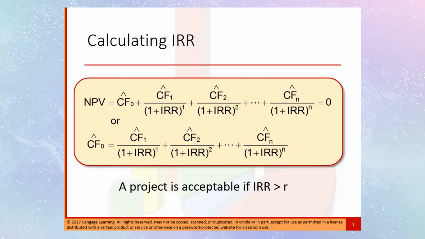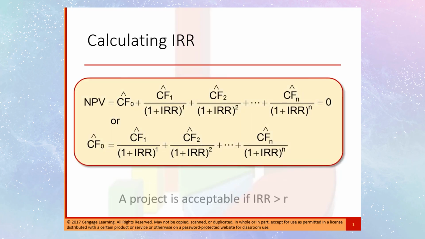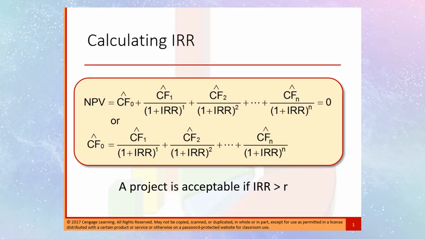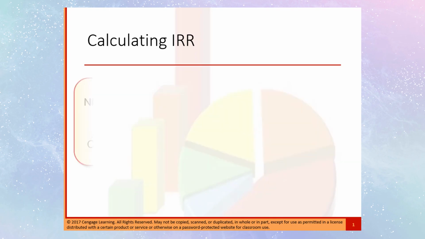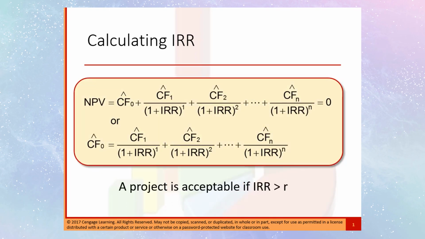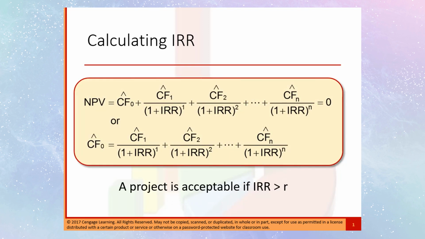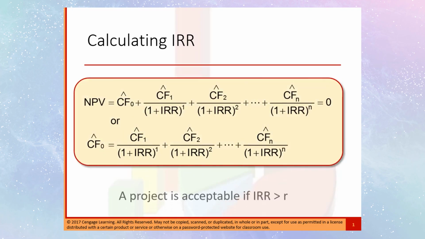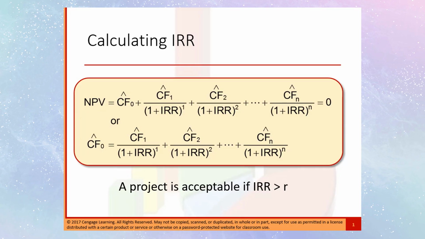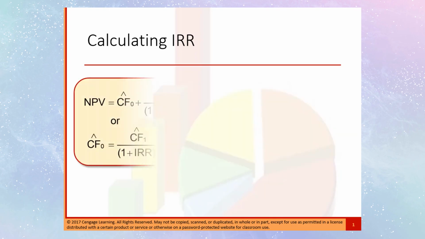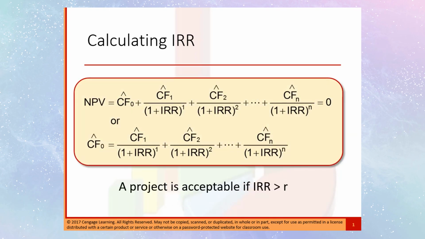First, using the full net present value equation, where NPV equals CF sub 0 plus CF sub 1 over 1 plus the internal rate of return to the first power plus CF sub 2 over 1 plus the internal rate of return squared, and so on until CF sub n over 1 plus the internal rate of return raised to the nth power, all set equal to 0. Or alternatively, we can rearrange to isolate the initial outlay, CF sub 0, on the left-hand side, which represents the initial investment, as shown in the second formula.